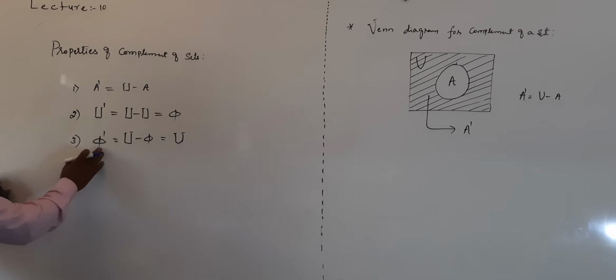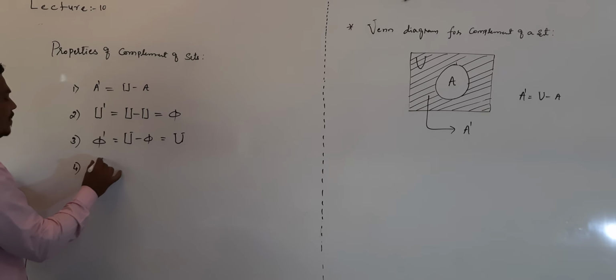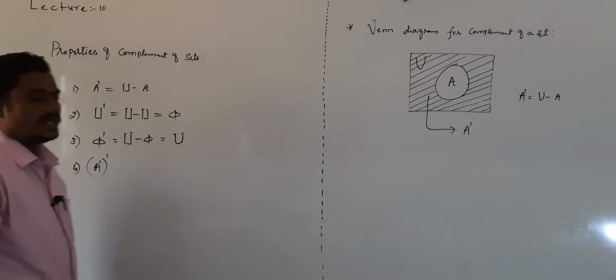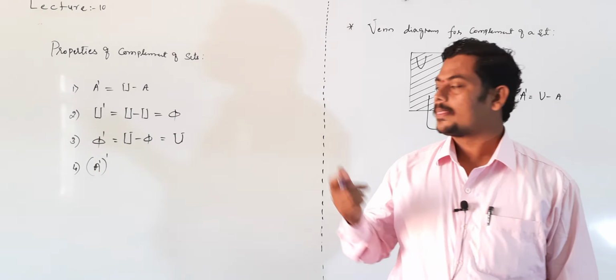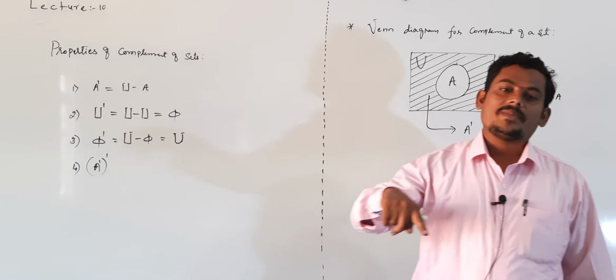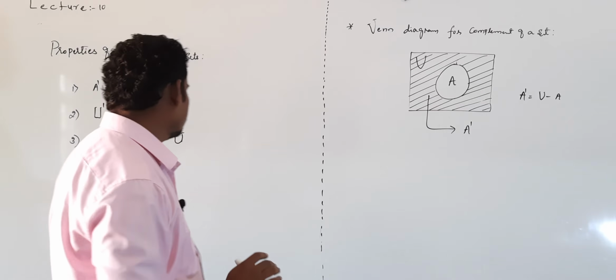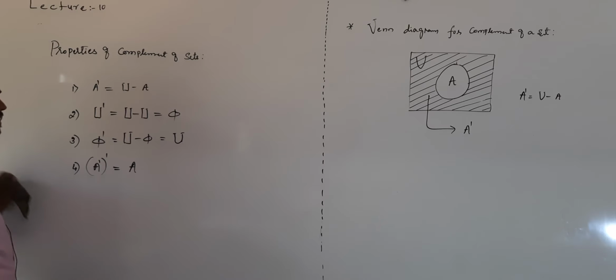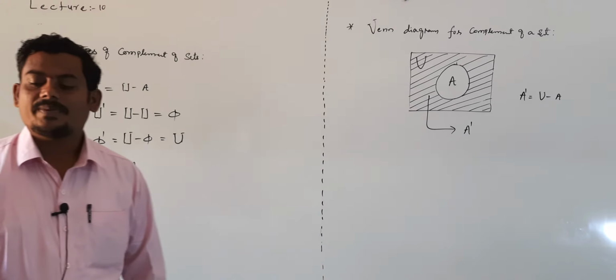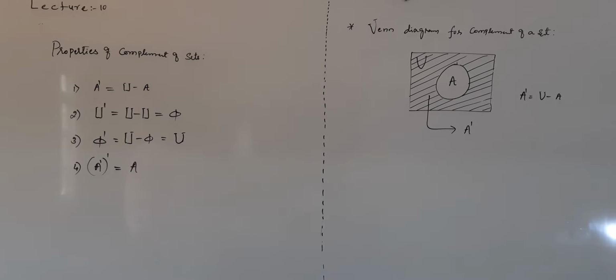Next property, complement of complement. If you take complement twice, it gives the original set only. Complement of complement is given set only. Complement of complement is equal to A. Complement of complement gives set A.